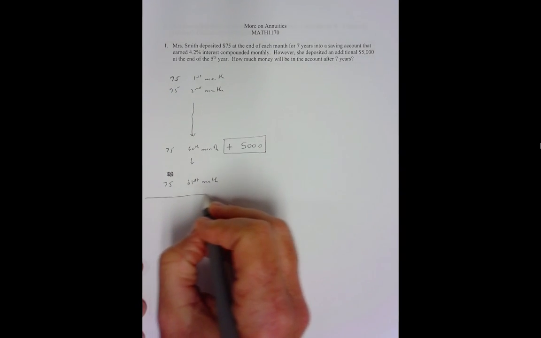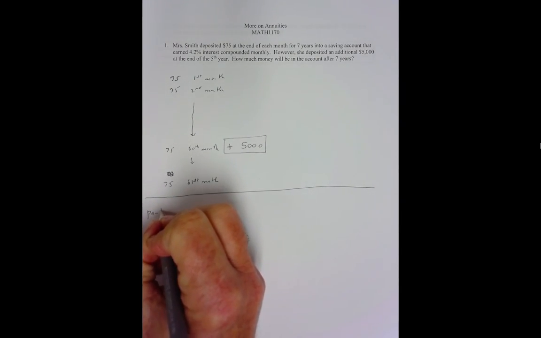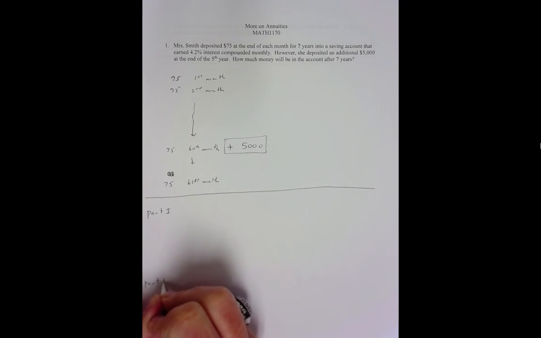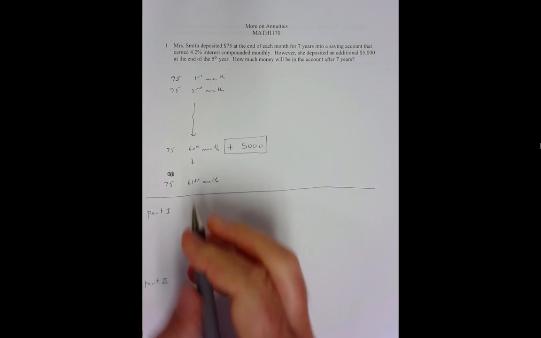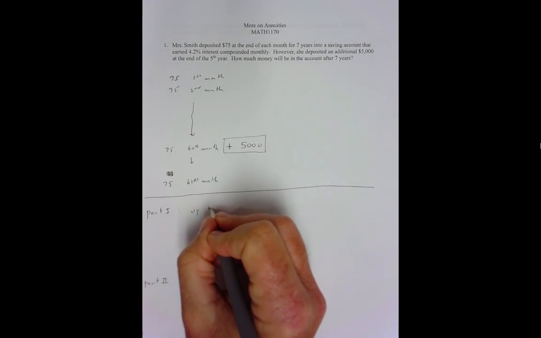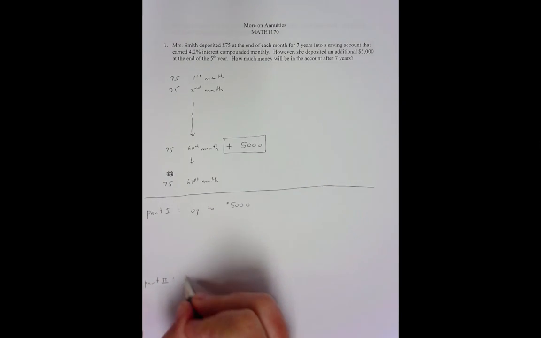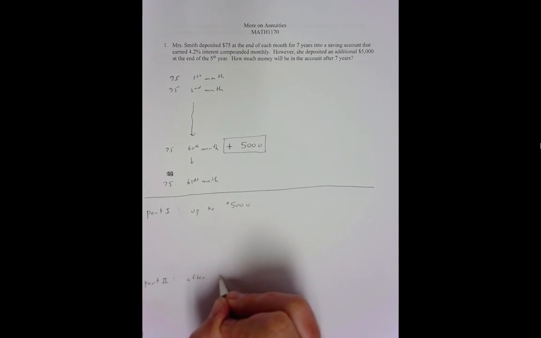So, how are we going to work this? What I think I would do here is I would look at it as part 1 and part 2. So part 1 is going to be up to the $5,000, and part 2 is going to be after the $5,000. So first part's going to be easy, right?